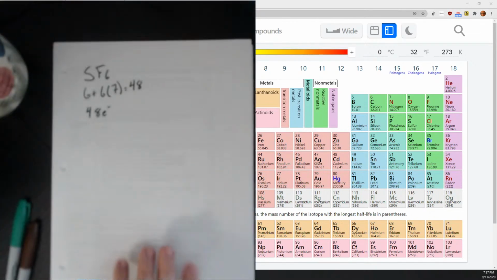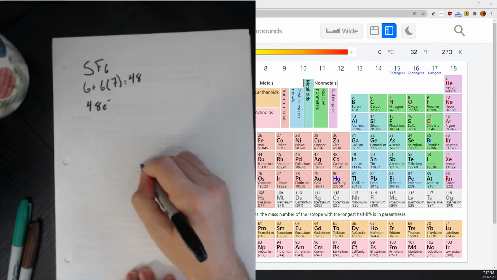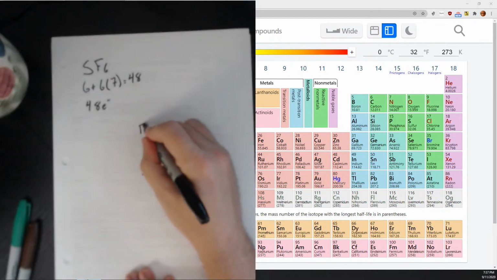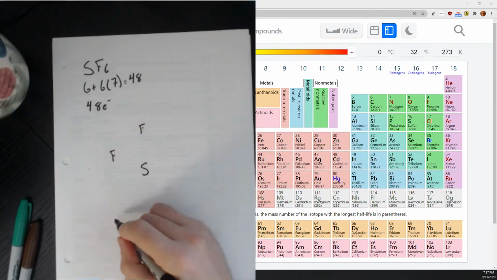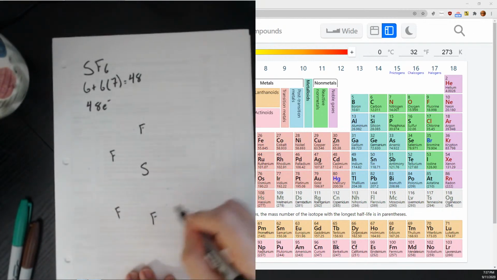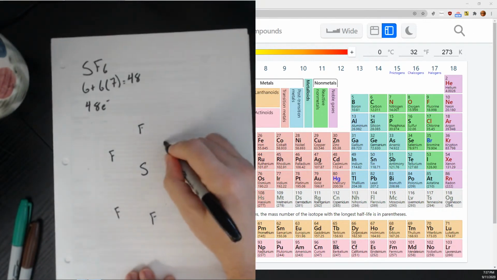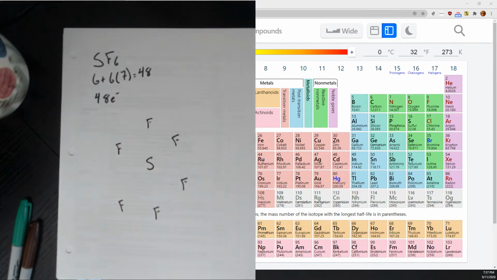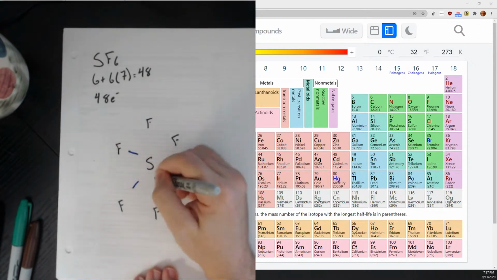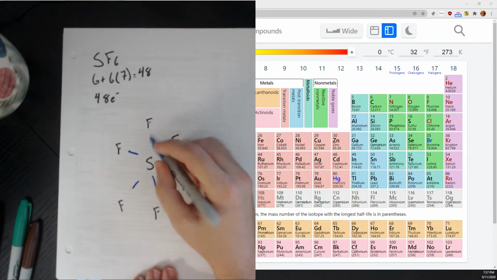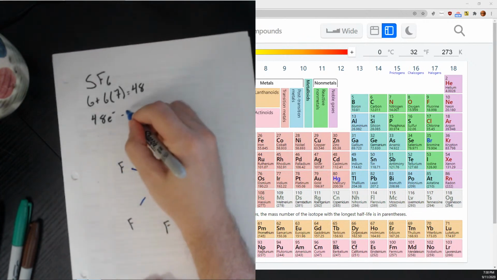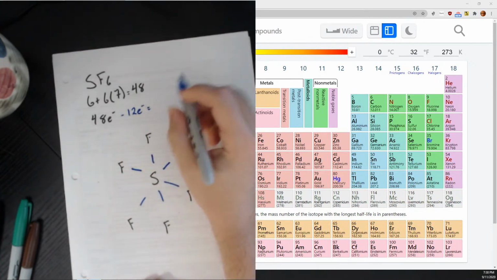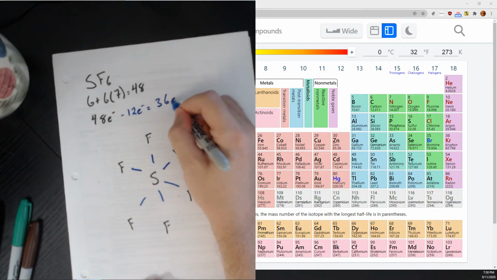So, sulfur is going to go in the middle. We're going to surround it with fluorines. And now we are going to draw a single bond from sulfur to each of our fluorines. 2, 4, 6, 8, 10, and 12. So that uses up 12 of our electrons, and we're left with 36.